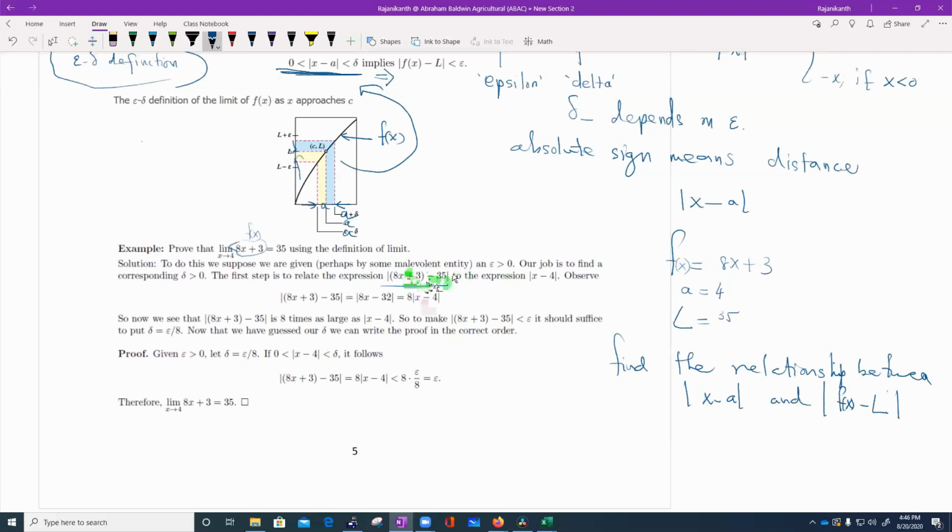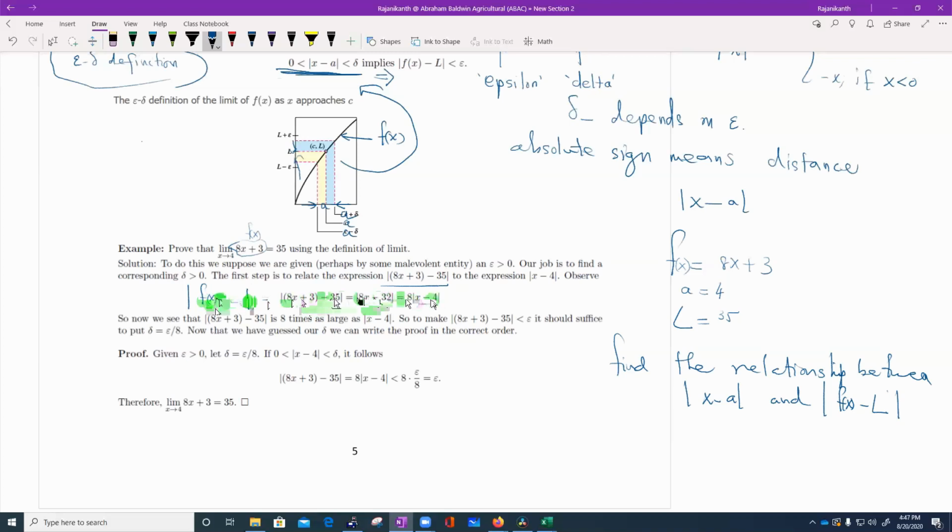Then they are simplifying f(x) minus L. They are doing some algebra, simply combining the like terms. This is a constant and 35 is also a constant, so they are combining these two. Plus 3 minus 35 is negative 32, so 8x minus 32. Then they are factoring this and writing it as 8 times x minus 4. So they started with the absolute value of f(x) minus L. Remember, my f(x) is 8x plus 3 and my L is 35. Simply start with f(x) minus L and simplify all the way.